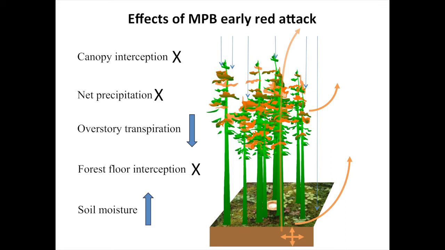So what can we see? What are the changes that we can summarize for the Mountain Pine Beetle early red attack? Well, first of all, a decrease in transpiration by killing the tree will be reflected as an increase in soil moisture. So this is the main take-home message of my talk. The effect of early red attack on the water balance is going to be a reduction in transpiration and an increase in soil moisture, but not a change in the capacity of rainfall interception by the forest.